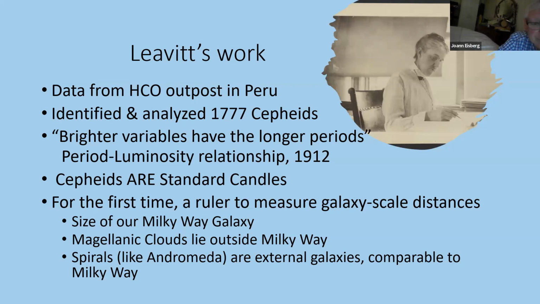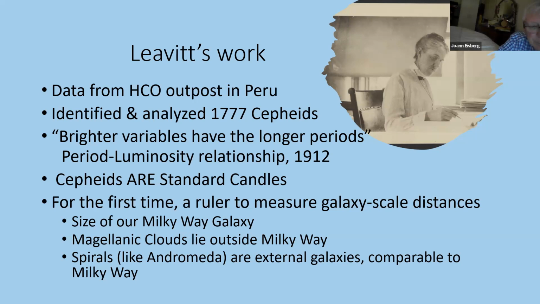For the first time, if you employ Cepheids this way, you have some kind of a ruler to measure these distances. You still probably need to normalize it, but you've got it. And this eventually will give you the size of the Milky Way, the fact that the Magellanic Clouds lie outside our Milky Way, and then ultimately the idea that if you can see a Cepheid in something like Andromeda, our nearest neighbor spiral, you really identify that as an external galaxy comparable to our Milky Way.